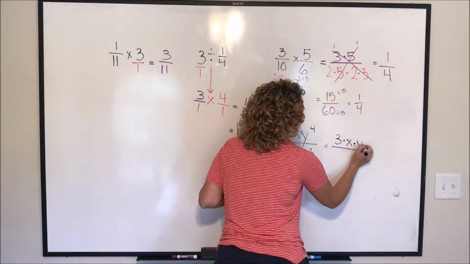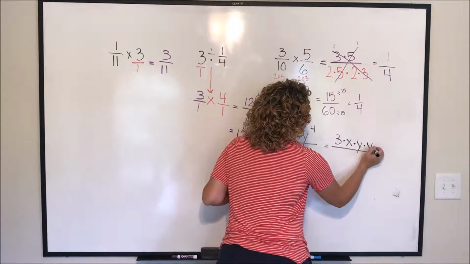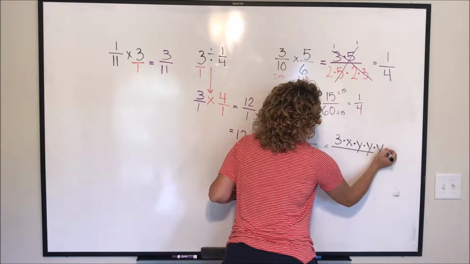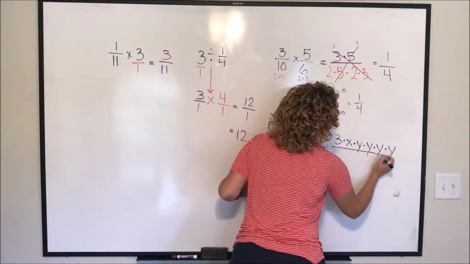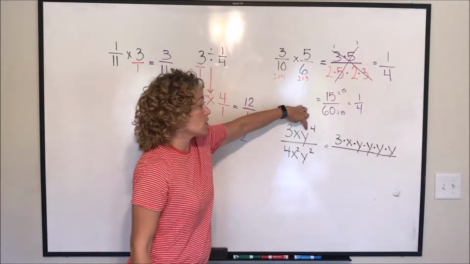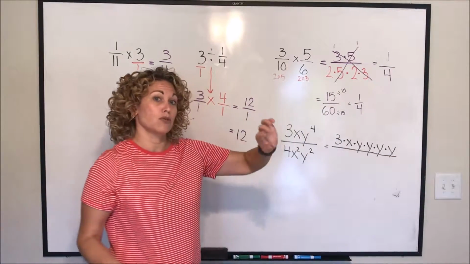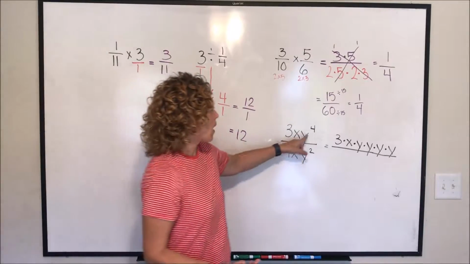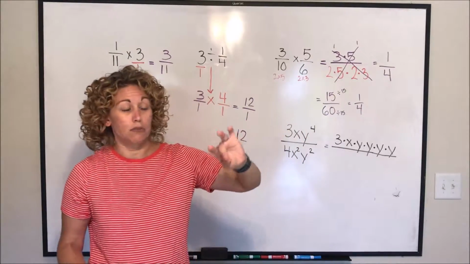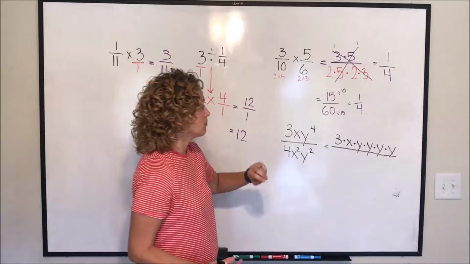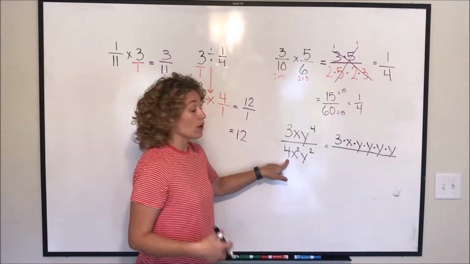So let me write that out. 1, 2, 3, 4. Okay? Just like we know 2 to the fourth means 2 times 2 times 2 times 2, y to the fourth means y times y times y times y. Okay? Down here, now we have a 4.